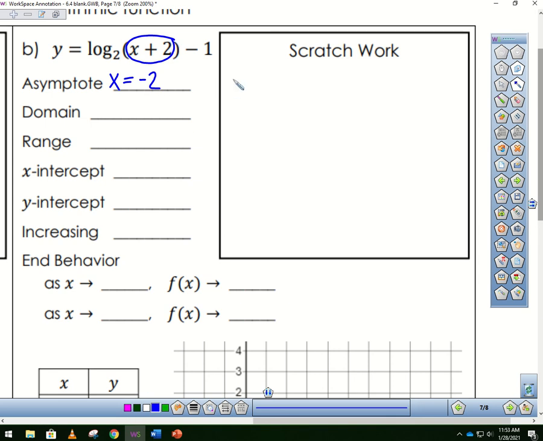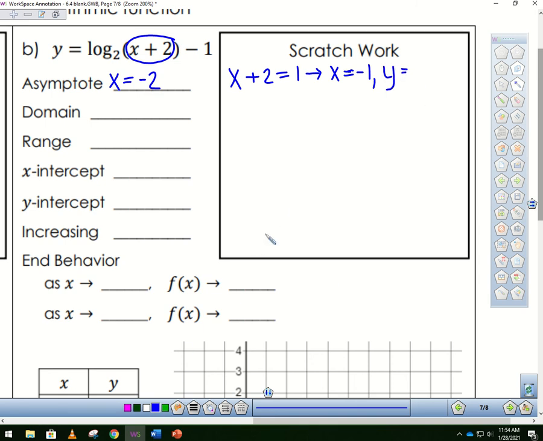So now we're going to do our work. The rule says to do the work, we take what's inside the log function and set it equal to 1. That's the first one we always do. That would give me x equals what? What's 1 minus 2? Thank you, -1.